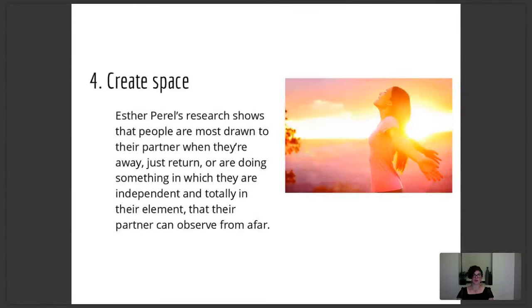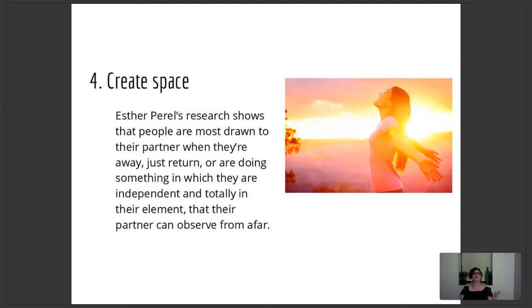The fourth one is creating space. And what I mean by this is, again, coming back to Esther Perel's research. She found, after interviewing many, many people in many countries about their experience of desire in relationships, that people are most drawn to their partner when there's some space. So that might mean when their partner's away, or when their partner just returns after being away, or when they're doing something where they're totally independent or in their element and you're observing them from afar.